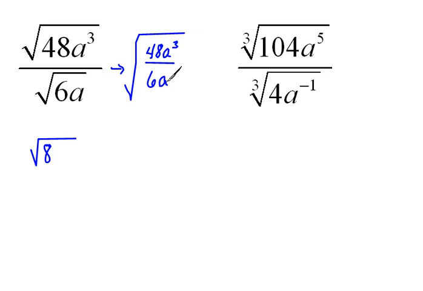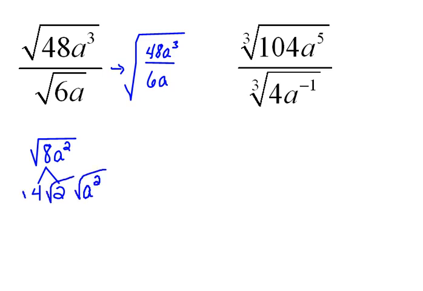And a cubed over a, remember your exponent rules. Your exponent rules say if you're dividing like bases, you subtract the exponents. So 3 minus 1 would be 2. Now we always have to check and see if we can simplify further. So looking at the square root of 8, it's not perfect, but it has a perfect square inside of it. Because 4 times 2 is 8, and then we're going to bring out our a squared also.